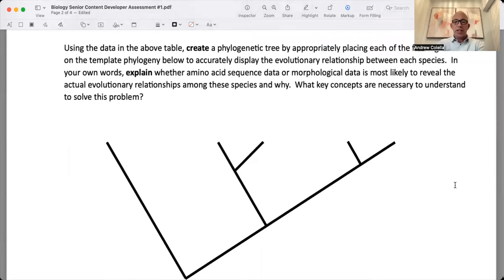Let's take a look at the question. It says, using the data in the above data table, create a phylogenetic tree. Now, phylogenetic tree, you can see they've given us a template at the bottom down here to use. Phylogenetic trees are visual representations of evolutionary history. Where in the evolutionary timeline did species split off from a common ancestor? So you see these branching points in this diagram. Branching points in the diagram are showing separation of species.